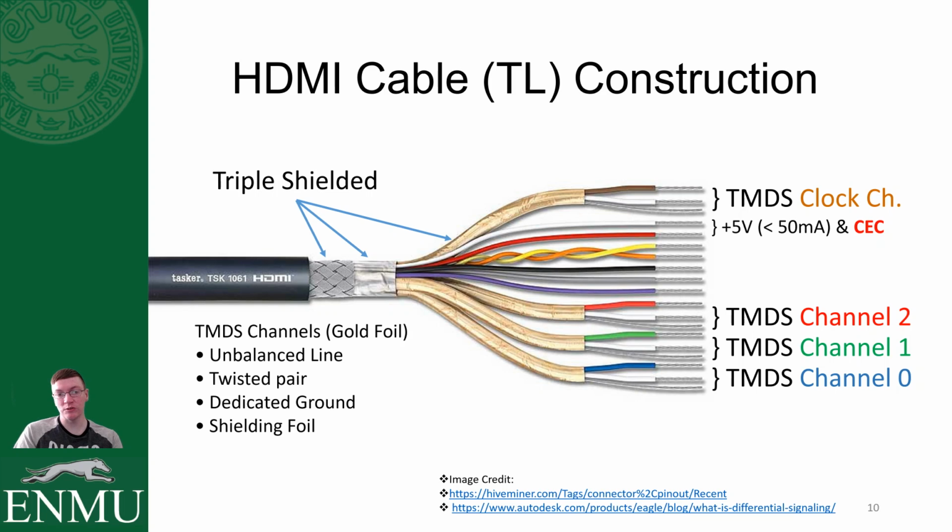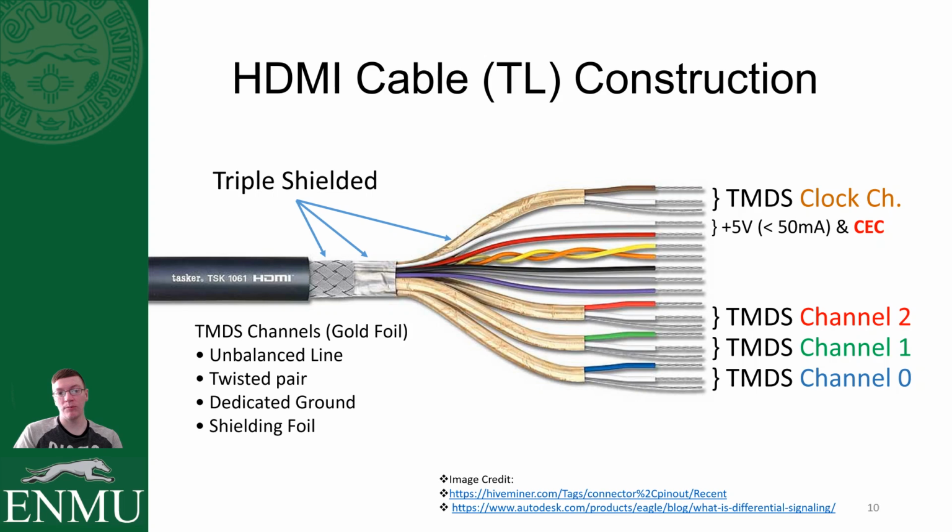Other uses of some of these wires here, again, some of these are optional, but I'm going to go ahead and label these as if a manufacturer decided to fully implement every feature. You've got your 5 volts and your CEC, which is the Consumer Electronics Control. Your 5 volts is used to detect when the cable is plugged into another device. That is called the hot plug detect.